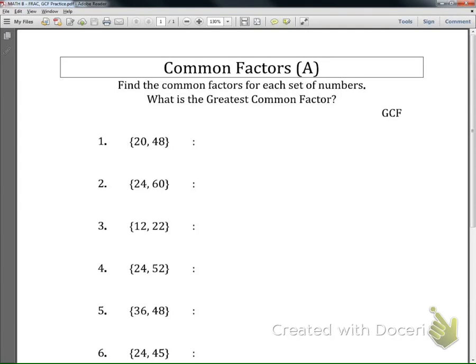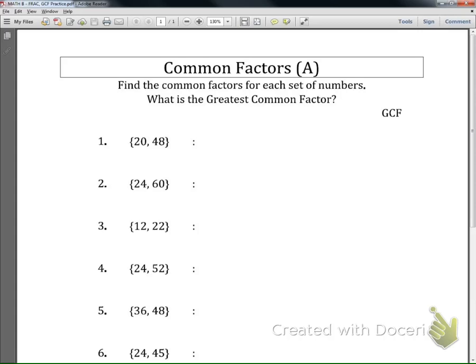In this lesson, you're going to learn how to find the greatest common factor of two numbers. This is one of the basic skills in fractions that you're going to be using in reducing fractions later on. To find the greatest common factor, you have to be able to first write the factors of numbers.